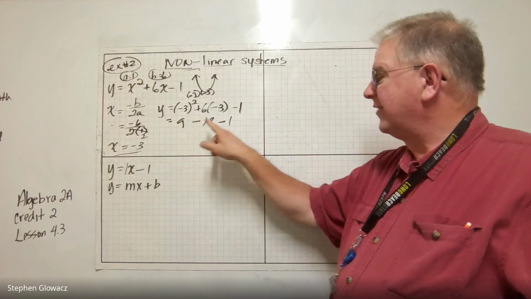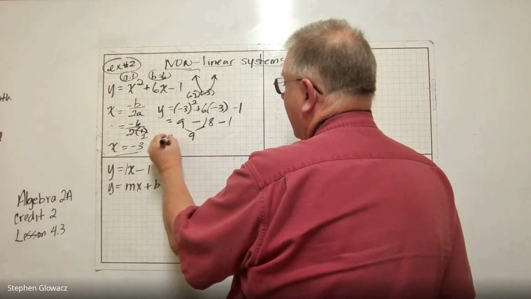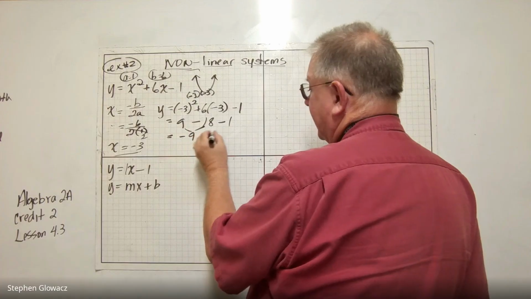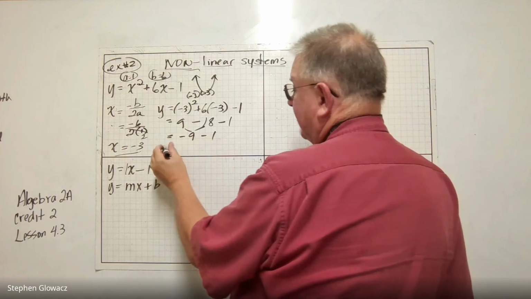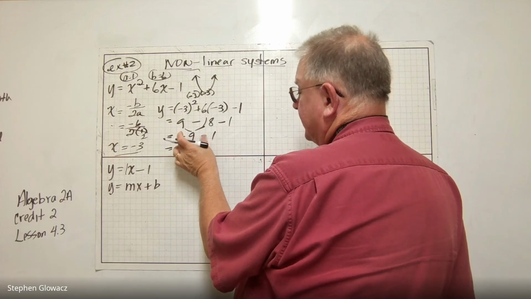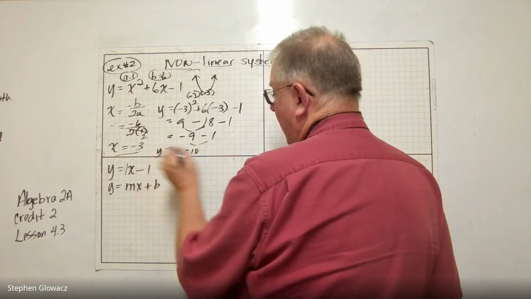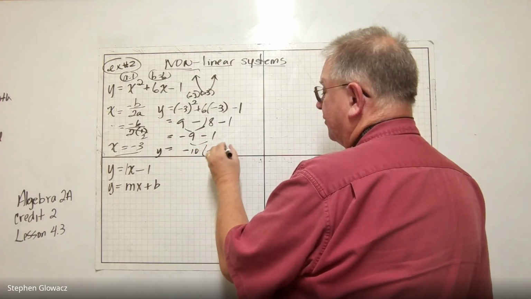We have a positive and a negative, so we're going to subtract: 18 minus 9 is 9. However, the larger number is negative, so -9. Now, -9 and -1, the signs are the same, so we're going to add them. That's 10. Both numbers are negative, so -10. So y is -10. So our vertex is going to be at -3, -10.